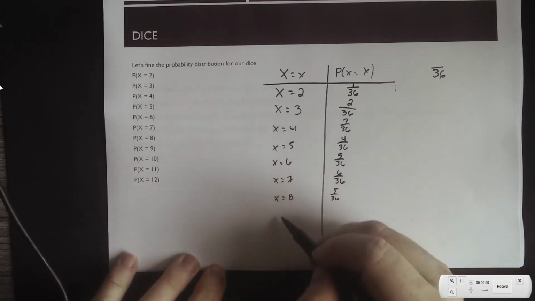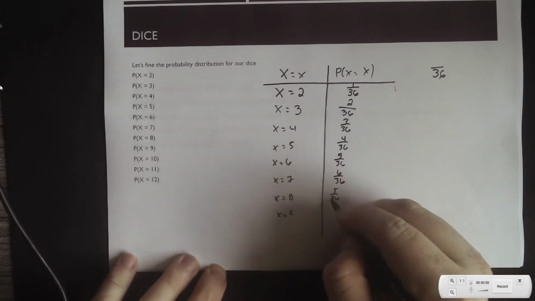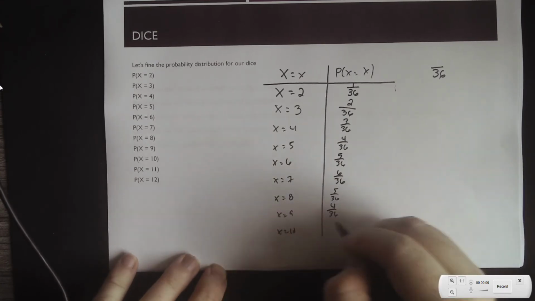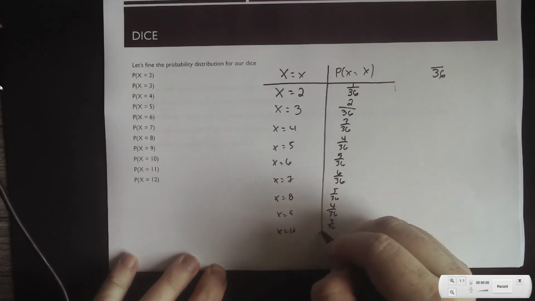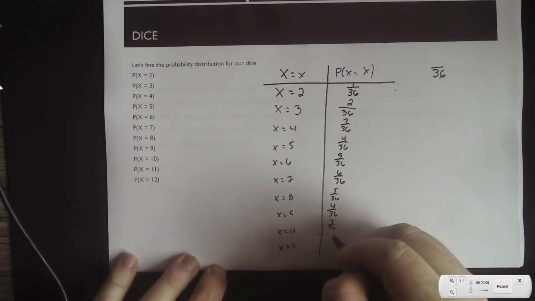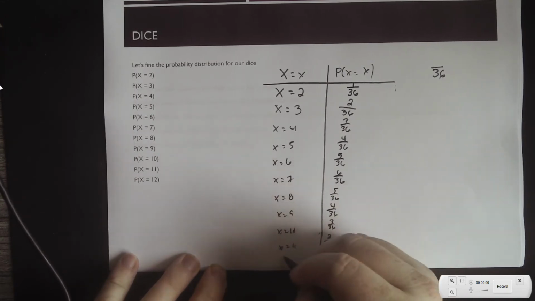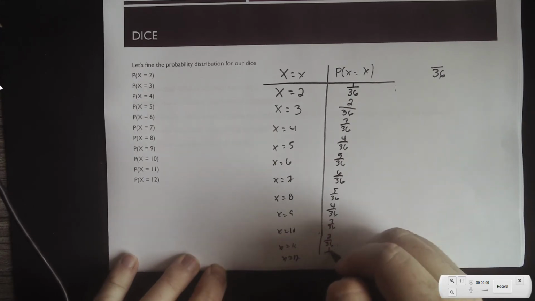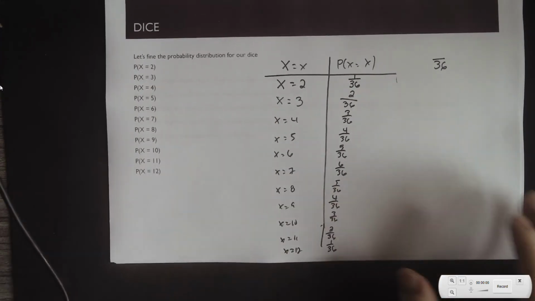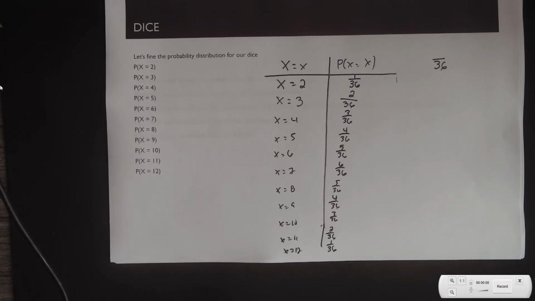And it goes down to 5 out of 36, 4 out of 36, 3 out of 36, 2 out of 36, and then 1 out of 36. So that is your probability distribution. If you add them all up, it becomes 36 out of 36, so that's 100%. Okay.